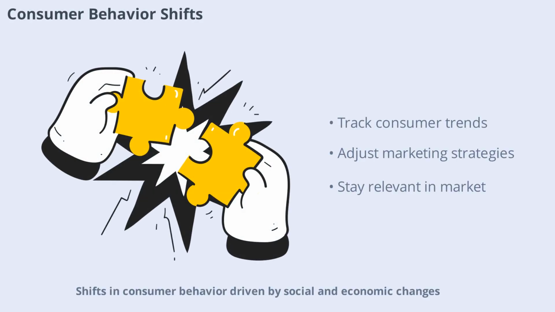Shifts in consumer behavior driven by social and economic changes can create new opportunities for businesses. For example, increased health consciousness has boosted demand for organic products, while digital adoption has transformed how people shop. Businesses that track these shifts can adjust their offerings and marketing strategies to stay relevant.